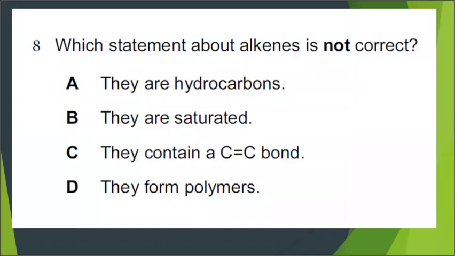Which statement about alkenes is not correct? Remember, the operative word here is not correct. They highlighted it for you. They are hydrocarbons. They are saturated. This one here, it is not correct. Alkenes are unsaturated. So the answer is B.